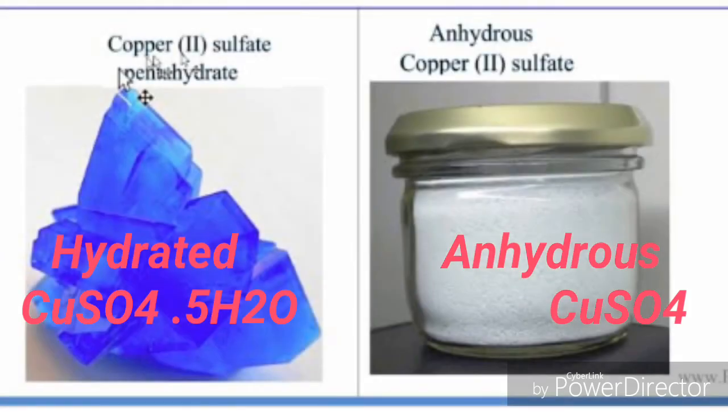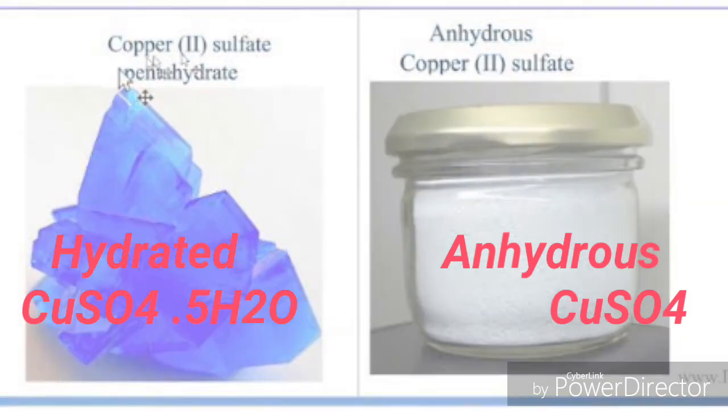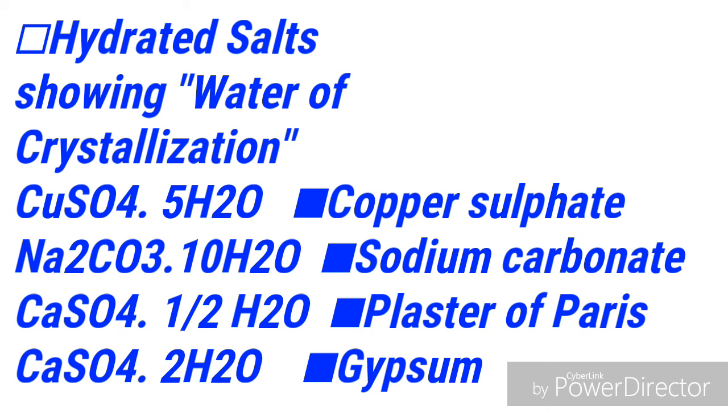Students, here you can see hydrated copper sulfate crystals which are blue in color and anhydrous copper sulfate crystals which are white in color. Here, hydrated copper sulfate contains a fixed number of 5 water molecules. This is an example of water of crystallization. Here you can see some examples of hydrated salts showing water of crystallization. Copper sulfate CuSO4·5H2O, sodium carbonate Na2CO3·10H2O, plaster of Paris CaSO4·½H2O, gypsum CaSO4·2H2O.